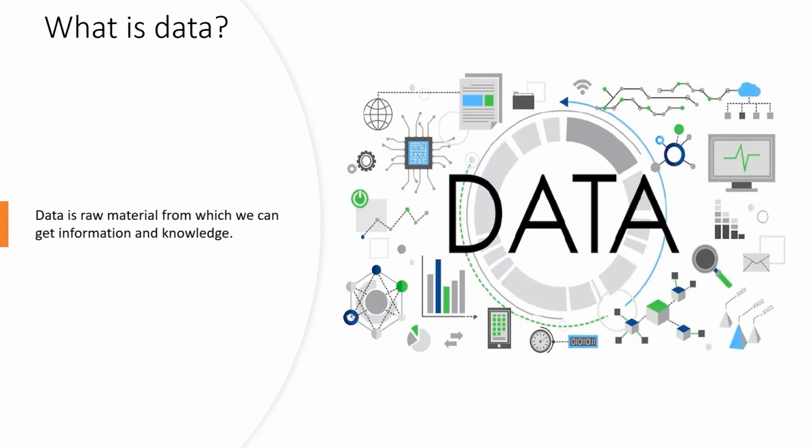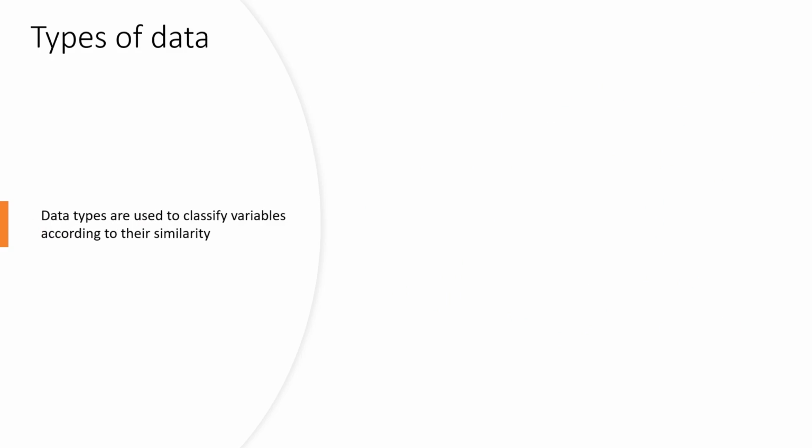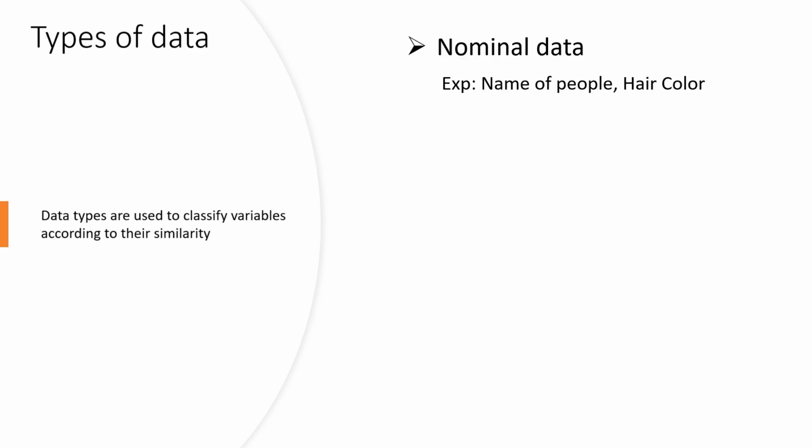In this video, we'll focus on data types, research data, and file formats. Data types are used to classify variables according to their similarity. We have four types of data. First, nominal data, which are used to classify variables without any order. For example, names of people or hair color.